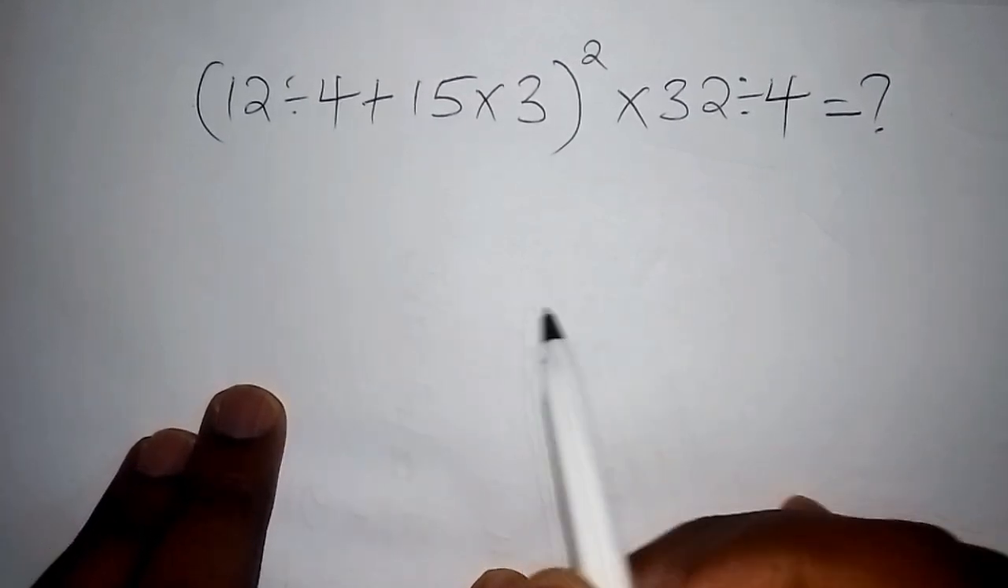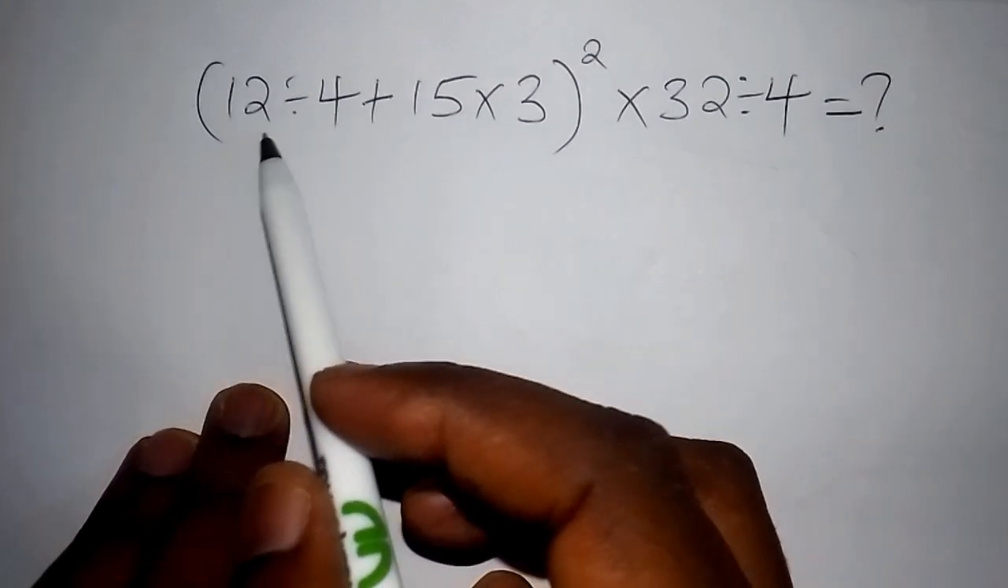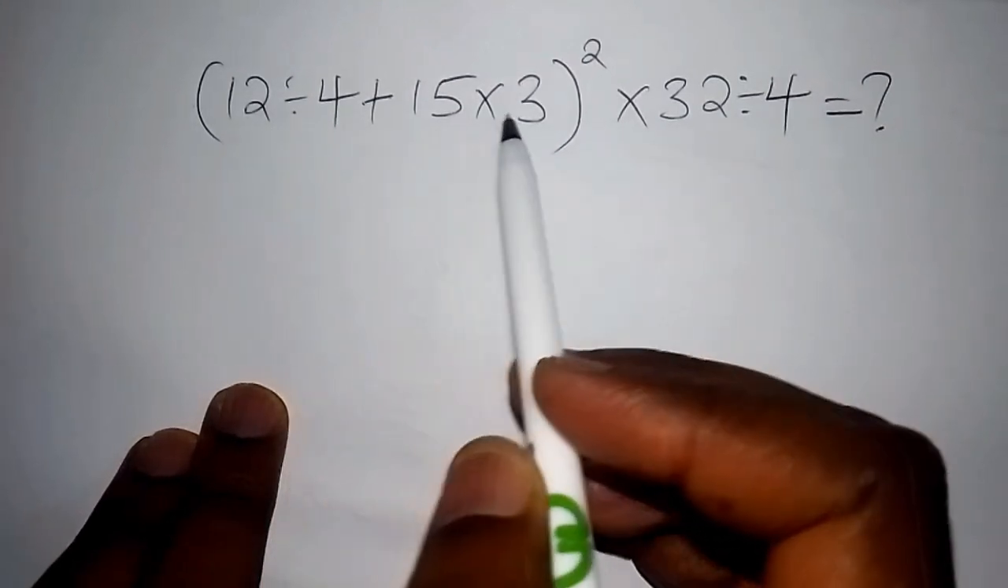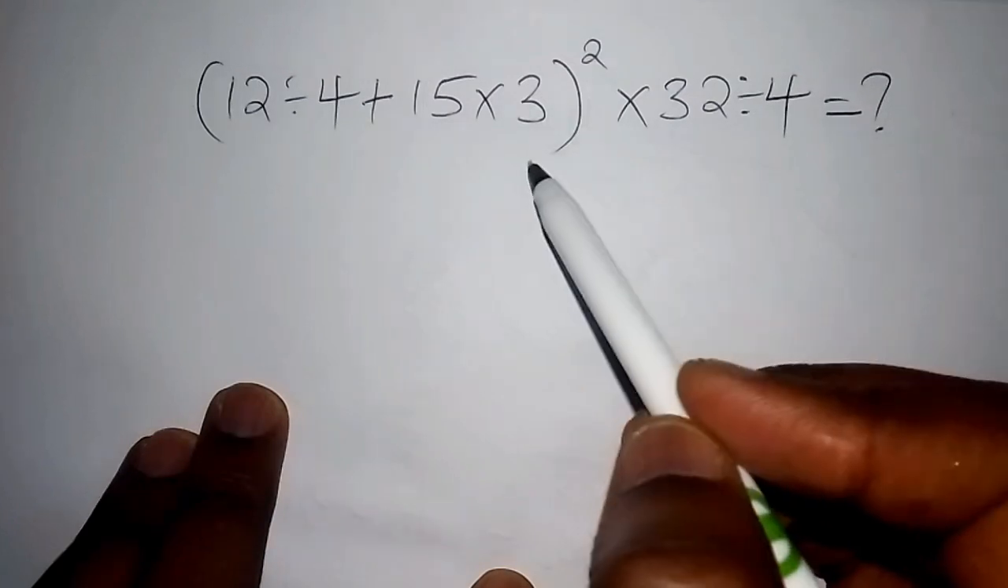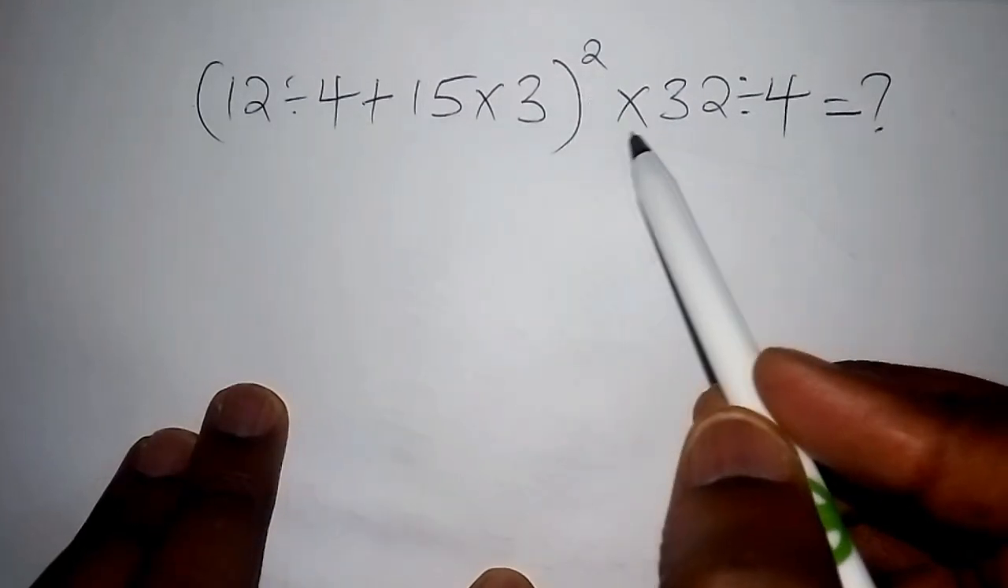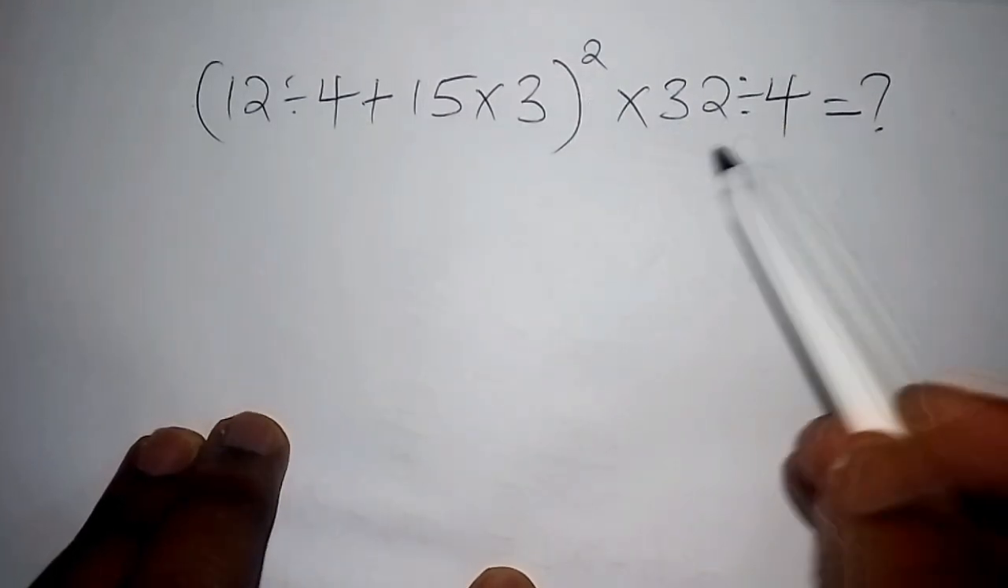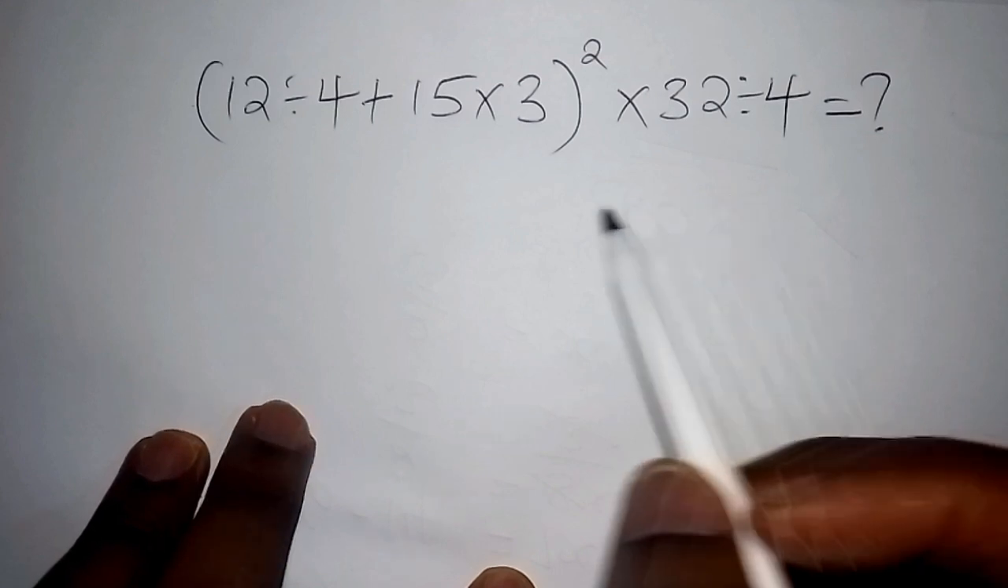Here is an example: 12 divided by 4 plus 15 multiplied by 3, then all of them in a bracket squared, multiplied by 32 divided by 4. So I want us to work out this one step by step.